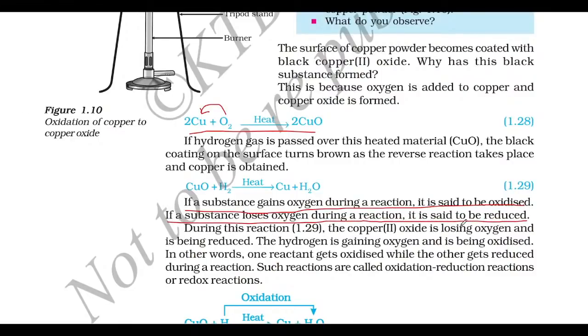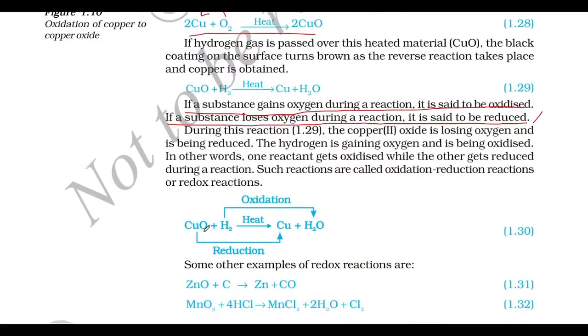What is oxidation? If a substance gains oxygen, we call it oxidation. If a substance loses oxygen during a reaction, it is called reduction process. Here we can see CuO. It is reduced to what? Cu, copper. That means oxygen has been removed. Therefore, it is an example for reduction. Whereas hydrogen is gaining what? Oxygen. It is an example for oxidation.